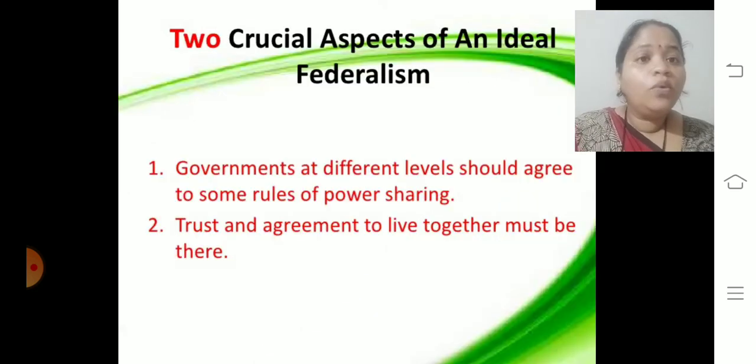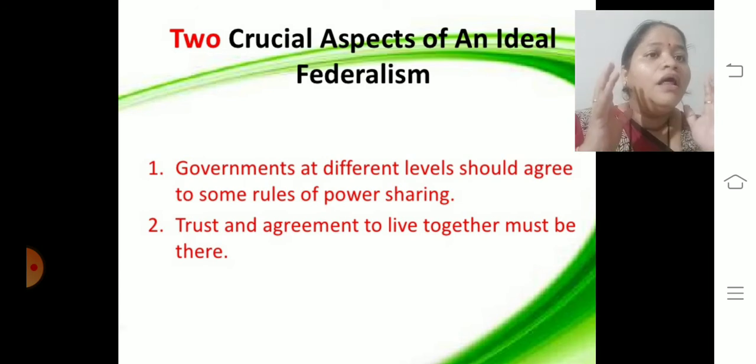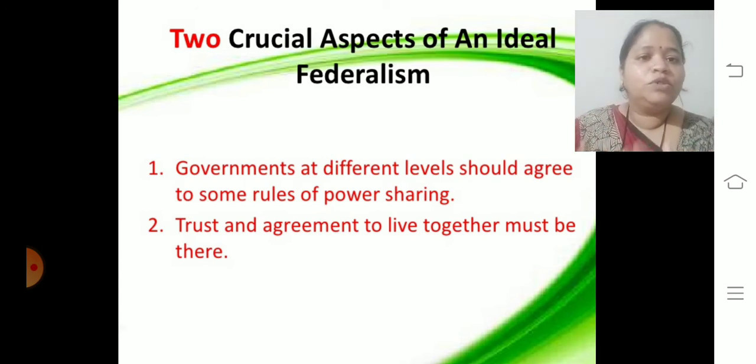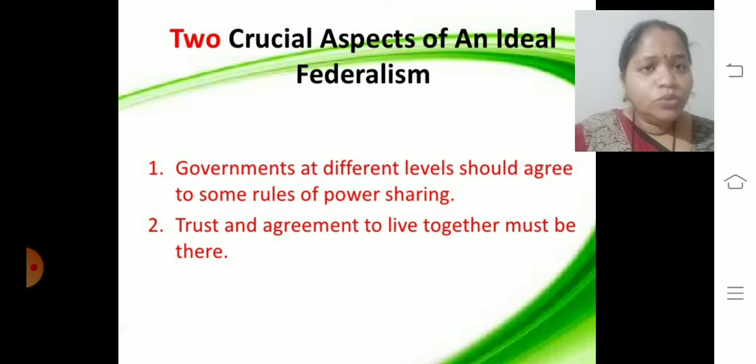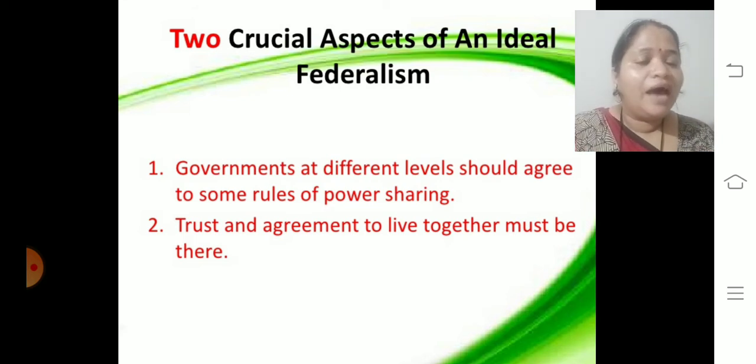Now what are the most crucial aspects of an ideal federalism? There are two important ones. See children, I have given you these types of questions according to the slide. They may be asked for 3 marks or 2 marks. So next I am talking about two crucial aspects of an ideal federalism.